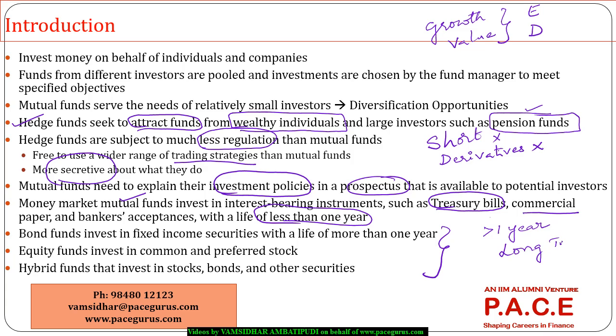Whereas all others which are greater than 1 year kind of an investment horizon, we call them long-term mutual funds. And within the long term, we can very well segregate them into bond funds, where the investments are primarily in fixed income securities, equity funds, where the investments are primarily in the common stock and the preferred stock of the companies, and hybrid funds which invest in stocks, bonds and other securities. So all these are different variants of long-term funds that are available for the investors.